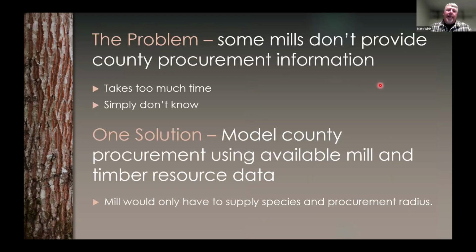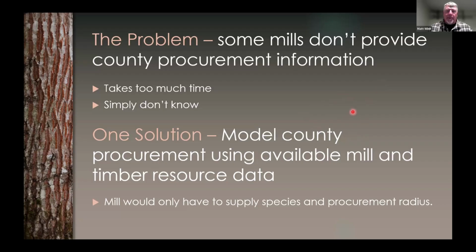The problem that we've had is that a lot of mills don't provide this county procurement information. Obviously this is a problem because that's kind of the meat and potatoes of our survey. We don't really know why they don't fill it out all the time. I speculate maybe they think it takes too much time to gather that information, but I think for a lot of them, they simply don't know, and that's probably the case for a lot of the smaller mills that just don't keep that level of data.